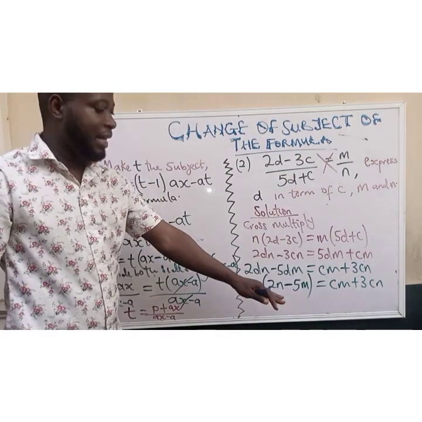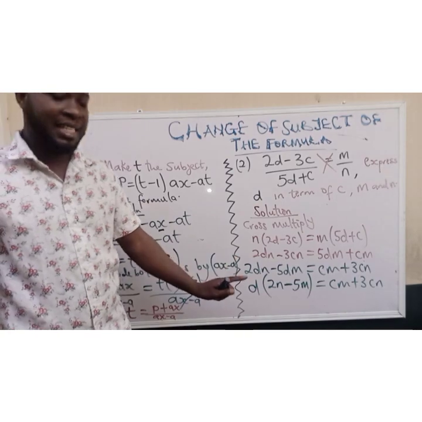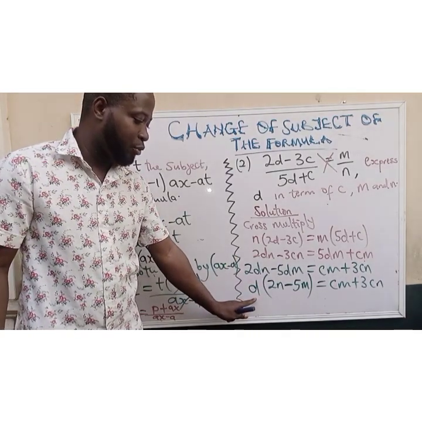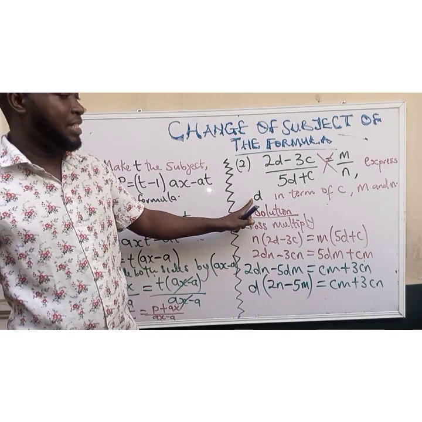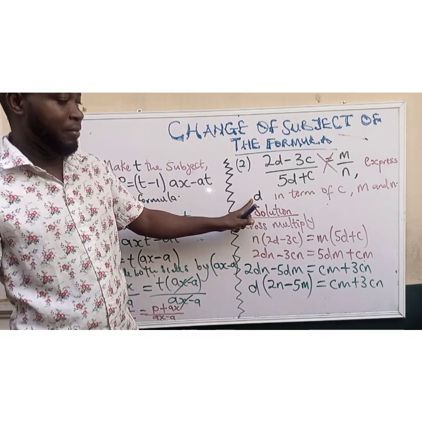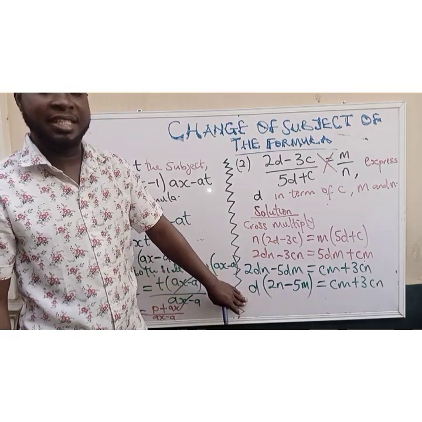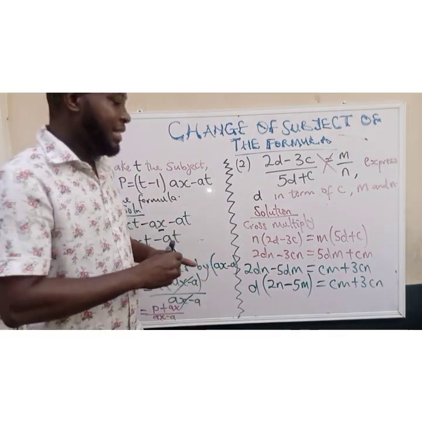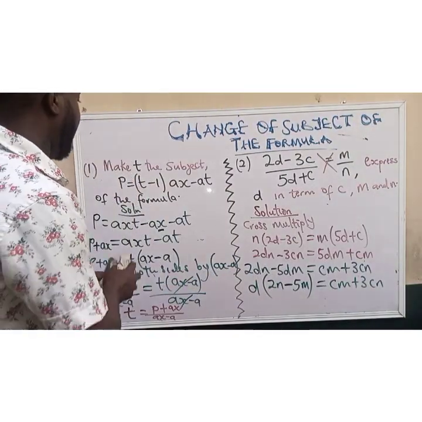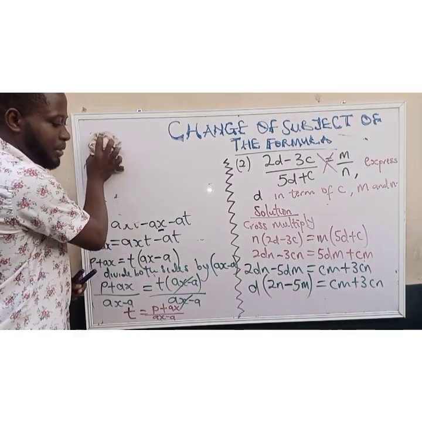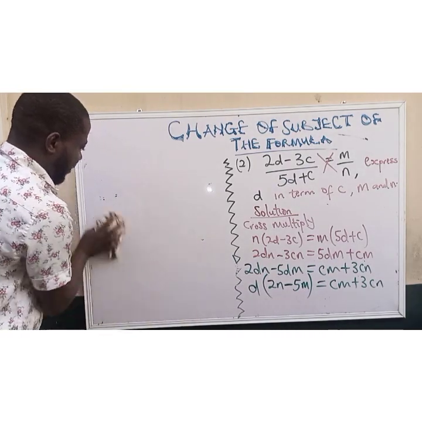We don't need to factorize this side. We only factorize the side that involves the particular subject. And what is the letter we are making subject of the formula? It is d. So that is the reason why we are factorizing this side only. Now the next step is to make d the subject of the formula. Now how do we make d the subject of the formula?